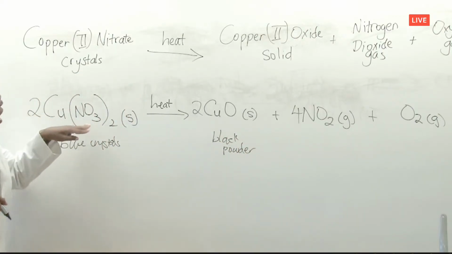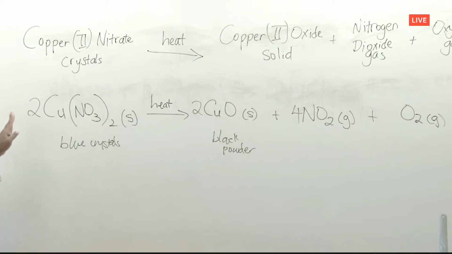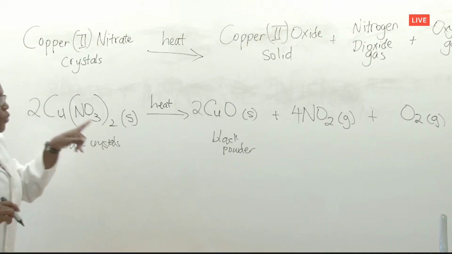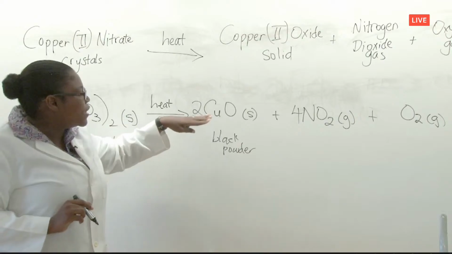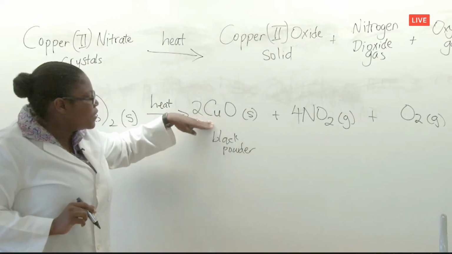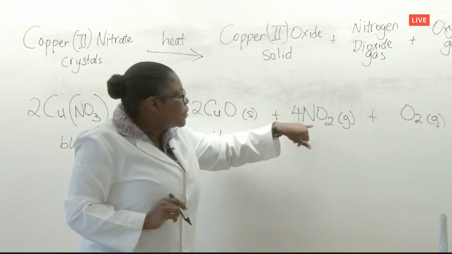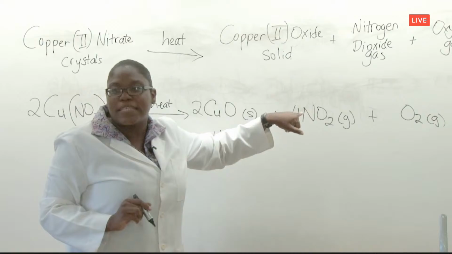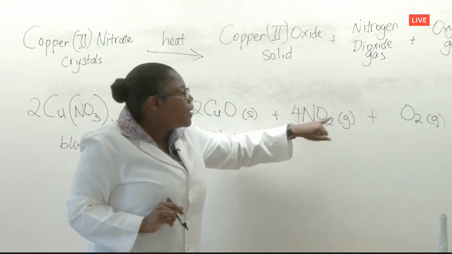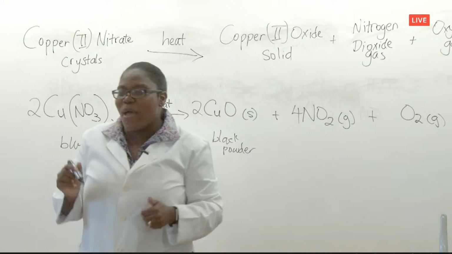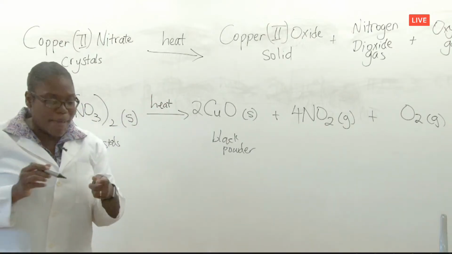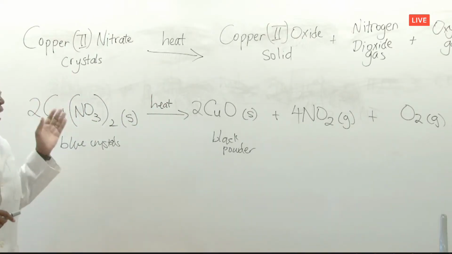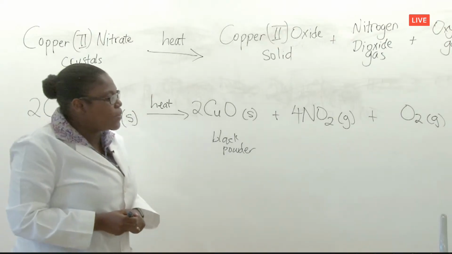Nice. How many oxygens do we have in total on this side? We had 6 here. 2 times 3 times 2 is 12. So we need 12 oxygens on this side. So let's check. 2 oxygens here, so that's 2, plus 2 times 4 is 8. So 2 plus 8 is 10, plus 2 is 12. Yay! So we've balanced this equation. That is a balanced chemical equation.